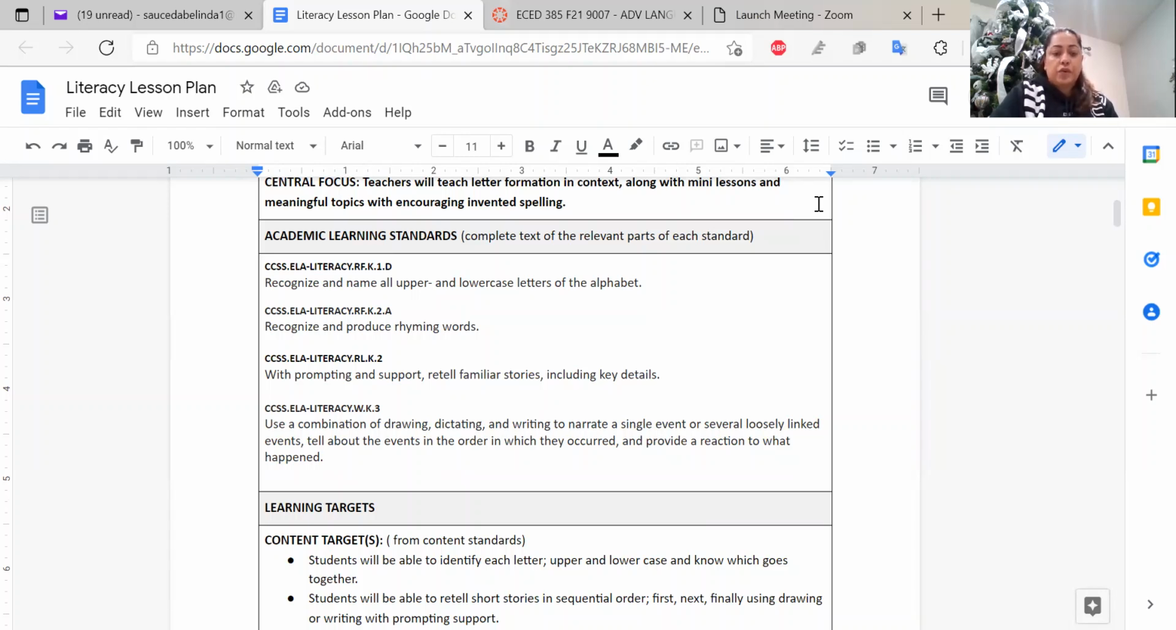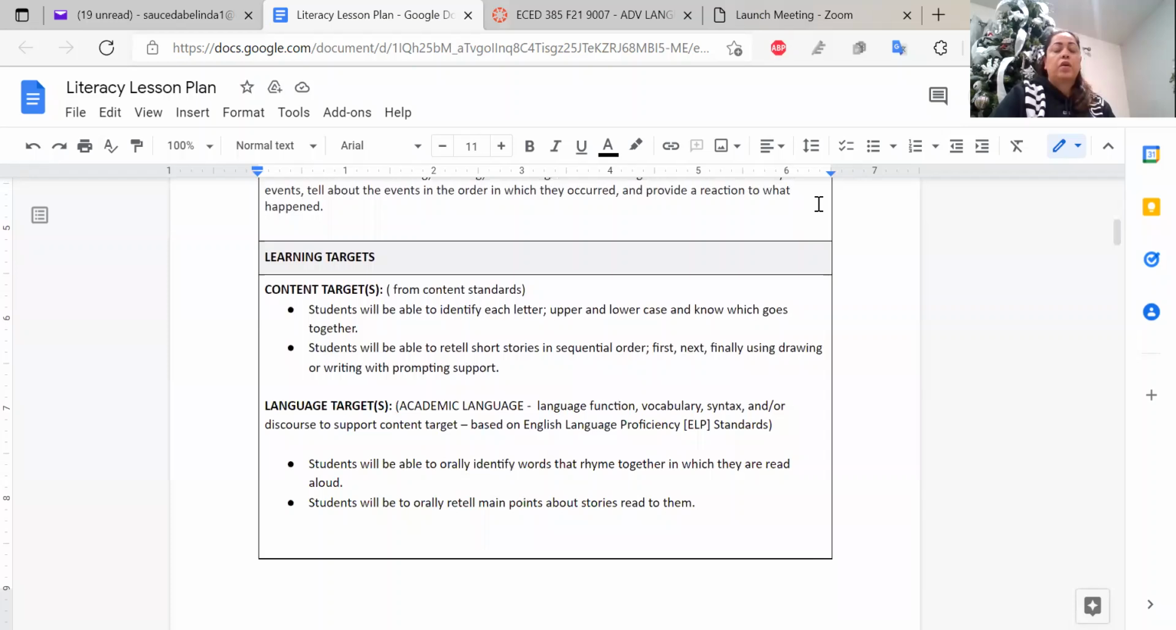We also chose prompting and supporting retelling of familiar stories, including key details. Use a combination of drawing, dictating, and writing to narrate a single event or several loosely linked events. They tell about an event in the order in which it occurred and provide reactions to what happened.